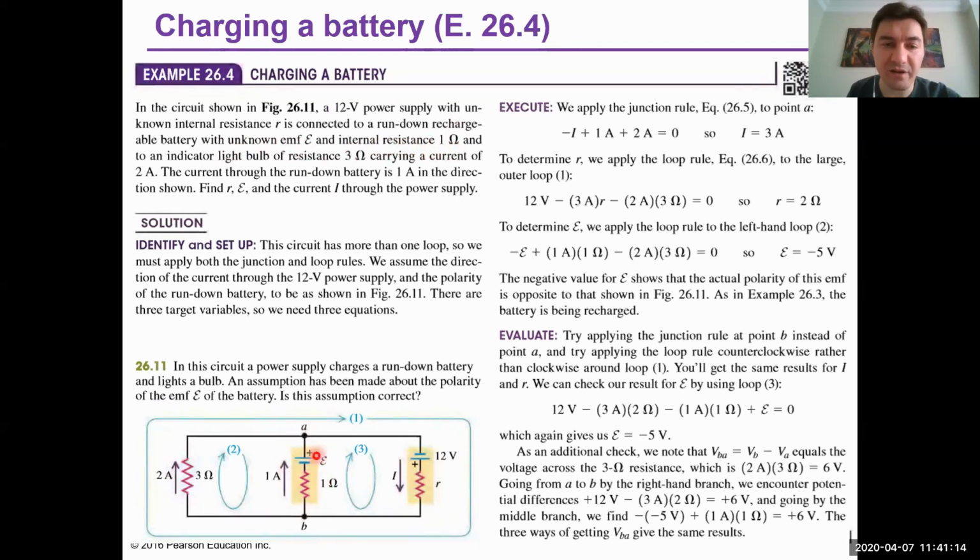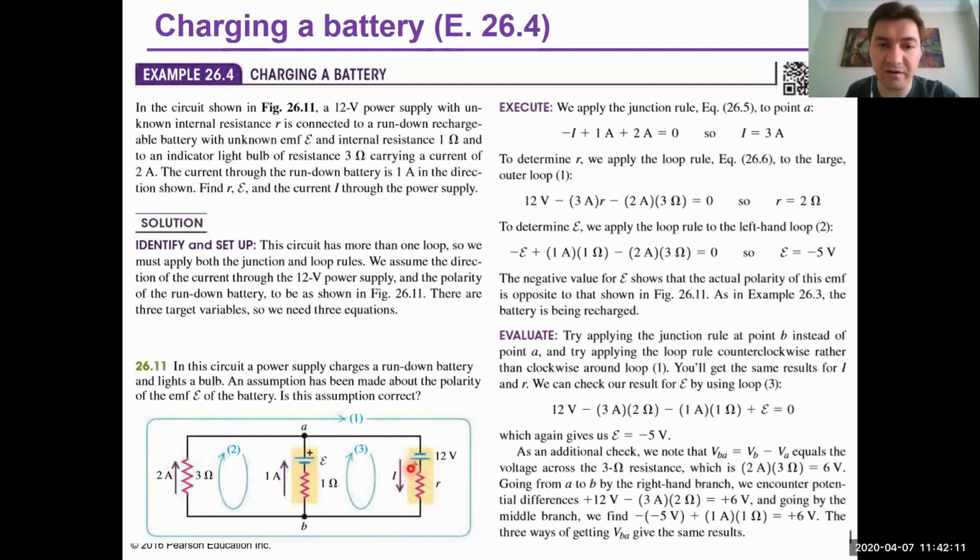Here we have another battery. This is a rundown rechargeable battery. It has internal resistance of 1 ohm, but the EMF is unknown, okay? And there is here an indicator light bulb of 3 ohm. Here we have a resistor. The resistance of the resistor is 3 ohm, carrying a current of 2 amp. Here we have 2 amp. The current through the rundown battery is 1 amp, okay? 2 amp is passing here and 1 amp is passing here in that direction. Find the internal resistance, find the EMF of this one, and the current through the power supply.